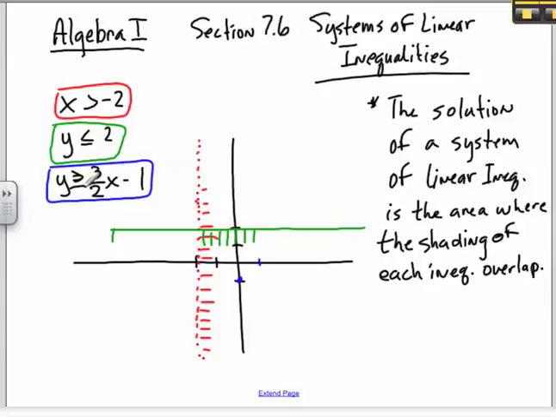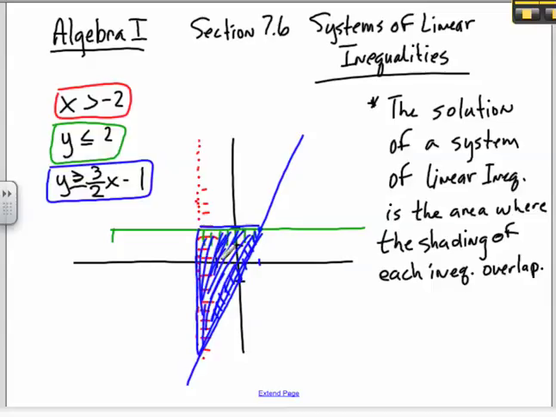It says it's equal to, so I want this thing to be solid. Okay, like that. Now, since it says y is greater than, I'm going to shade on this side. Now you can see that the common area, the overlapping area, is this triangle. It's inside this triangle here, right? That's the area that all three of these lines have in common.